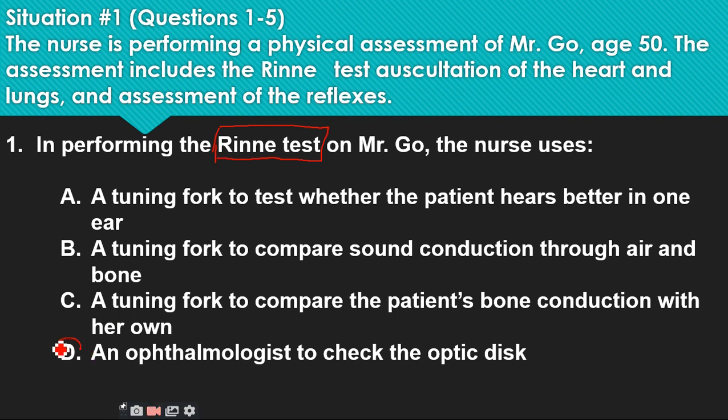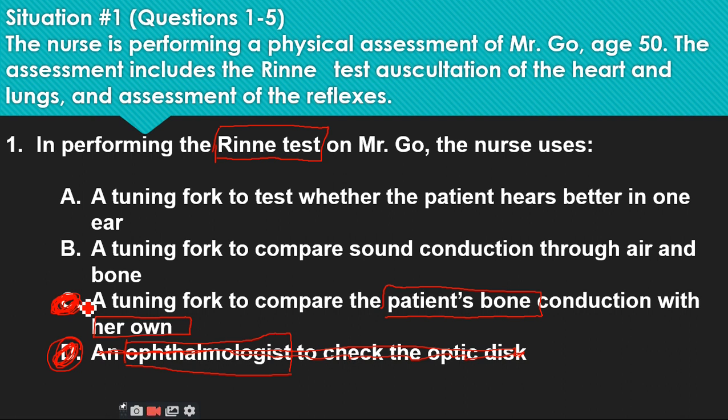Of course, let us eliminate immediately letter D because you're talking about an ophthalmologist. Remember, when you talk about your Rinne test, you talk about the assessment of hearing acuity of the patient. So this is going to be very wrong. Therefore, we're left with three answers here in question number 1, letters A, B, and C. Let's take into consideration letter C, a tuning fork to compare the patient's bone conduction with her own. So this is also going to be very wrong. Why? Because we're not comparing our own hearing acuity with the patient. So therefore, we're left with choice letter A and letter B.